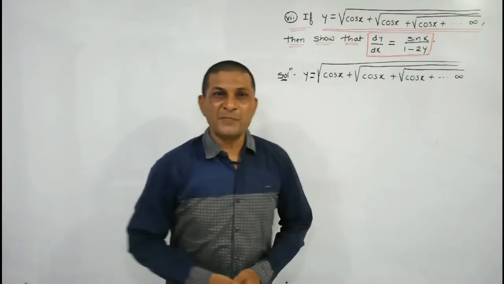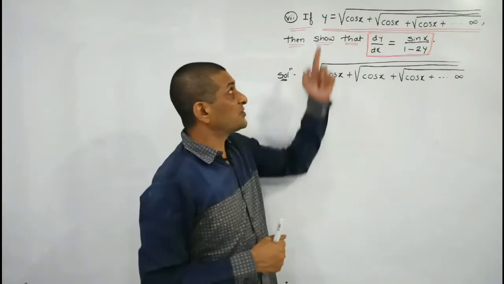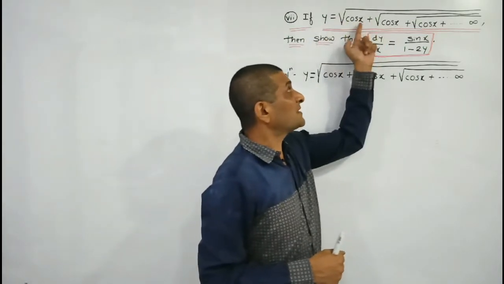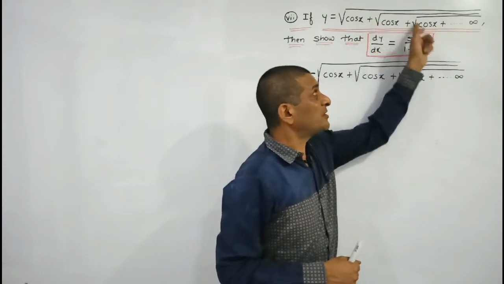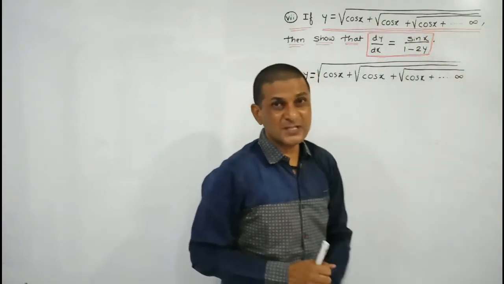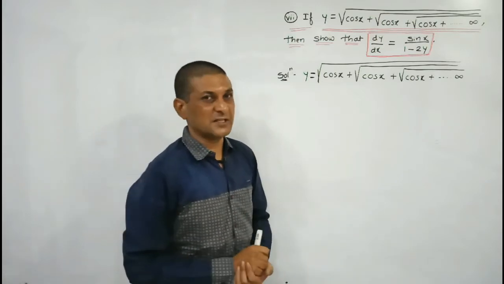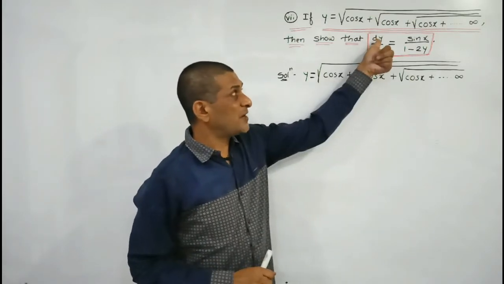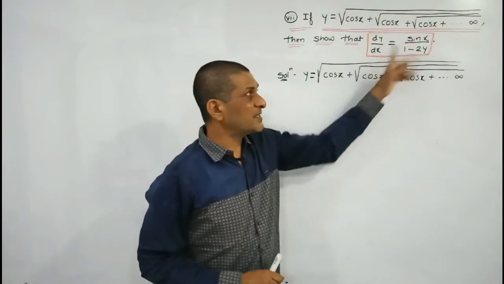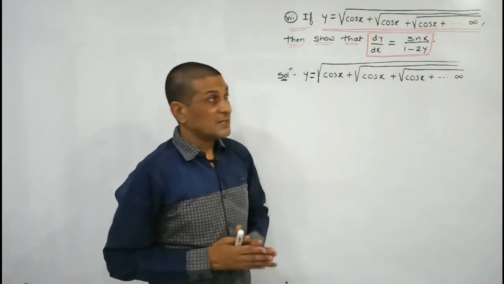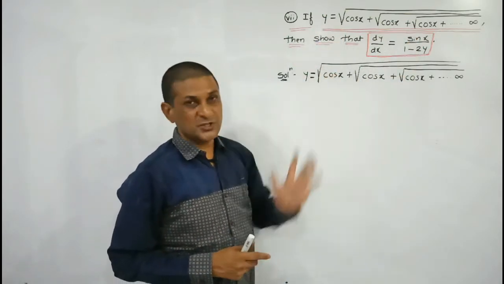Now see example number 7, what is the given function? y is equal to under root cos x plus under root cos x plus under root cos x plus, continuing up to infinity, which means such infinite terms are there, using which we have to show that the value of dy by dx is sin x upon 1 minus 2y. So let us consider the given function here.